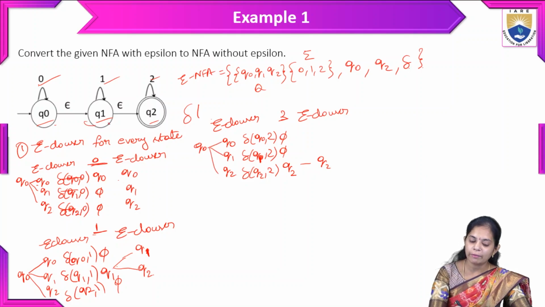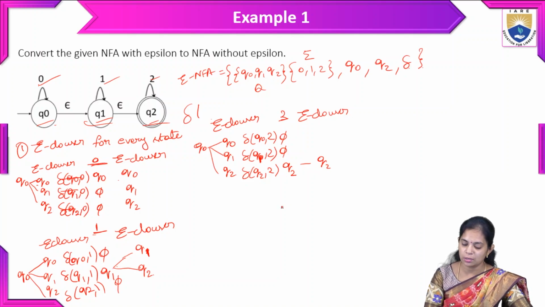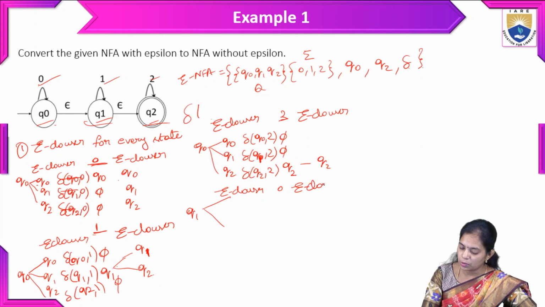We have just found the values for only Q0, and we have two more states, Q1 and Q2. We need to follow the same process for these two states also. For the Q1 state, we have the three input values, so we need to find the same thing as we discussed for Q naught. The epsilon closure of Q1 is Q1 and Q2.